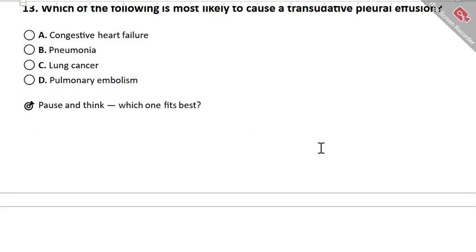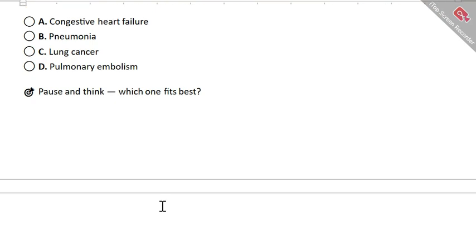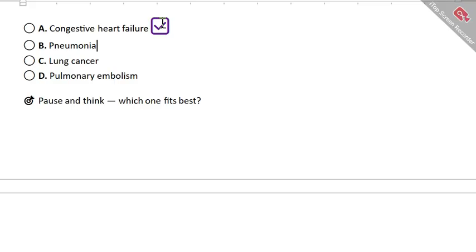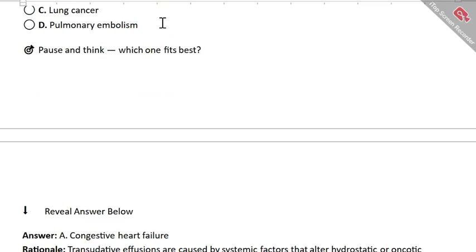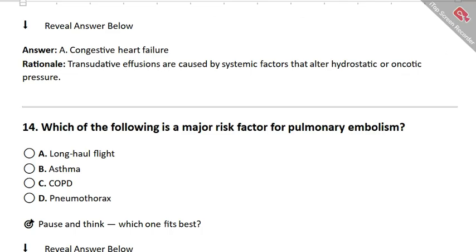The next question is, come a little bit more down. Which of the following is most likely to cause a transudative pleural effusion? In this scenario, the correct option is option A, congestive heart failure. Move to the next question. Which of the following is a major risk factor for pulmonary embolism?